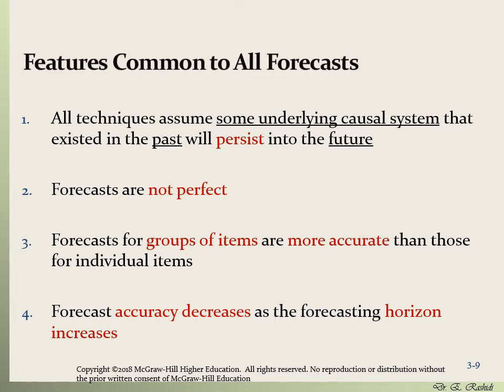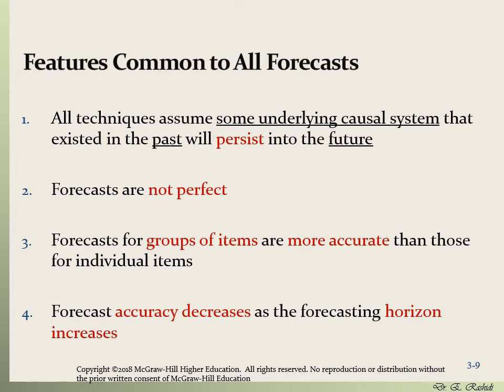The next common feature is that forecasts are not perfect. Well, not only are forecasts not perfect, they are far from it. They are all wrong. They are inaccurate, but that doesn't mean that they are useless. We can still use them with caution. And the level of inaccuracy is different for each. Next, when you make a forecast for a group of items, it is generally more accurate than when you make the forecast for individual items.